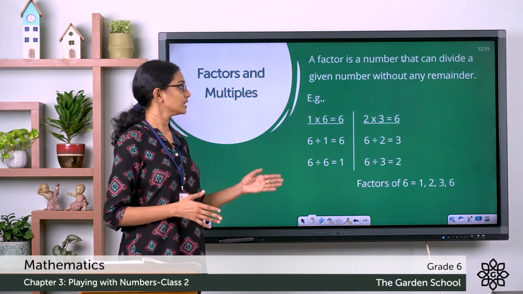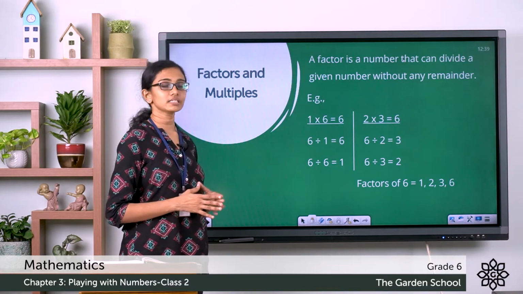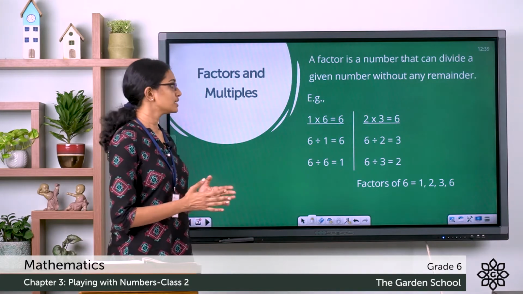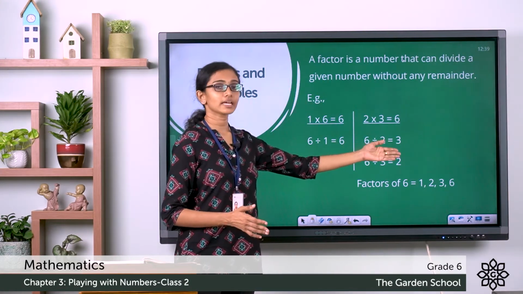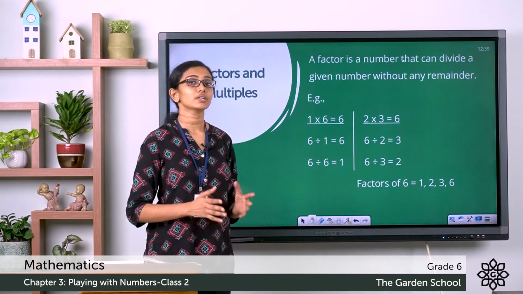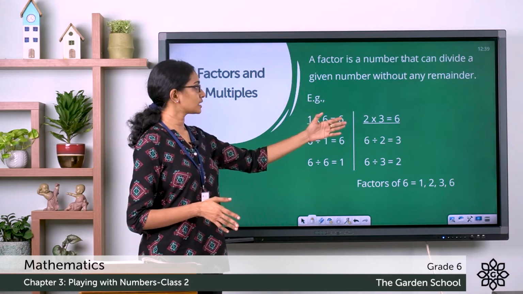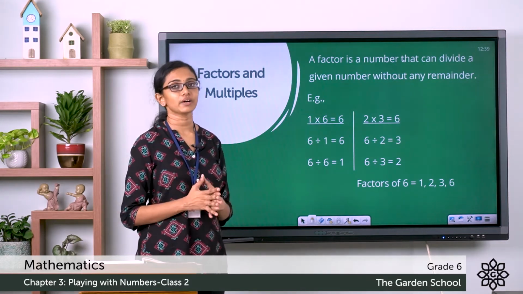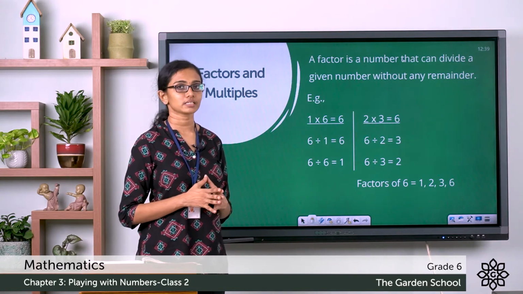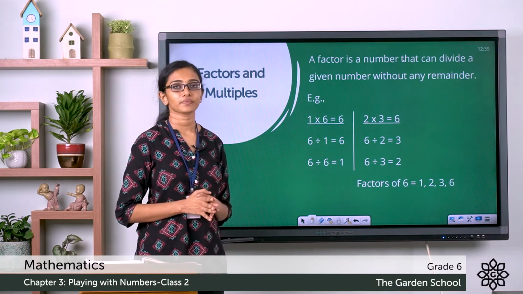Or you can say 6 can be completely divided by 1 to get 6. 6 can be completely divided by 6 to get 1. 6 can be completely divided by 2 to get 3 and it can be completely divided by 3 to get 2. There are no remainders. These numbers 1, 2, 3 and 6 are exact divisors of the number 6. These are the factors of number 6. So factors of 6 are 1, 2, 3 and 6.